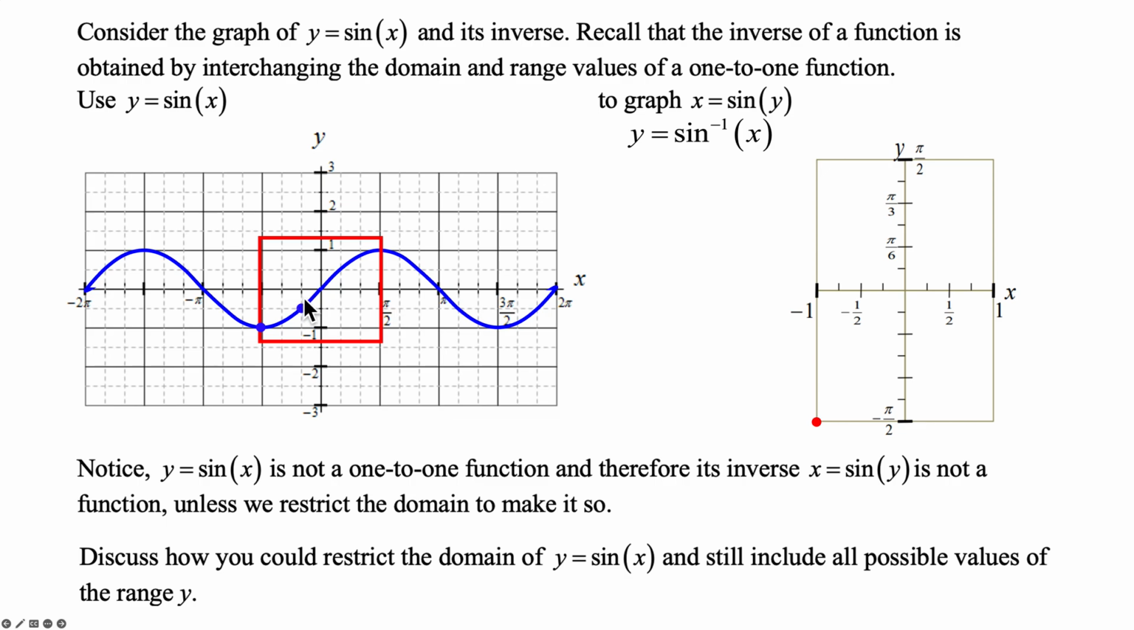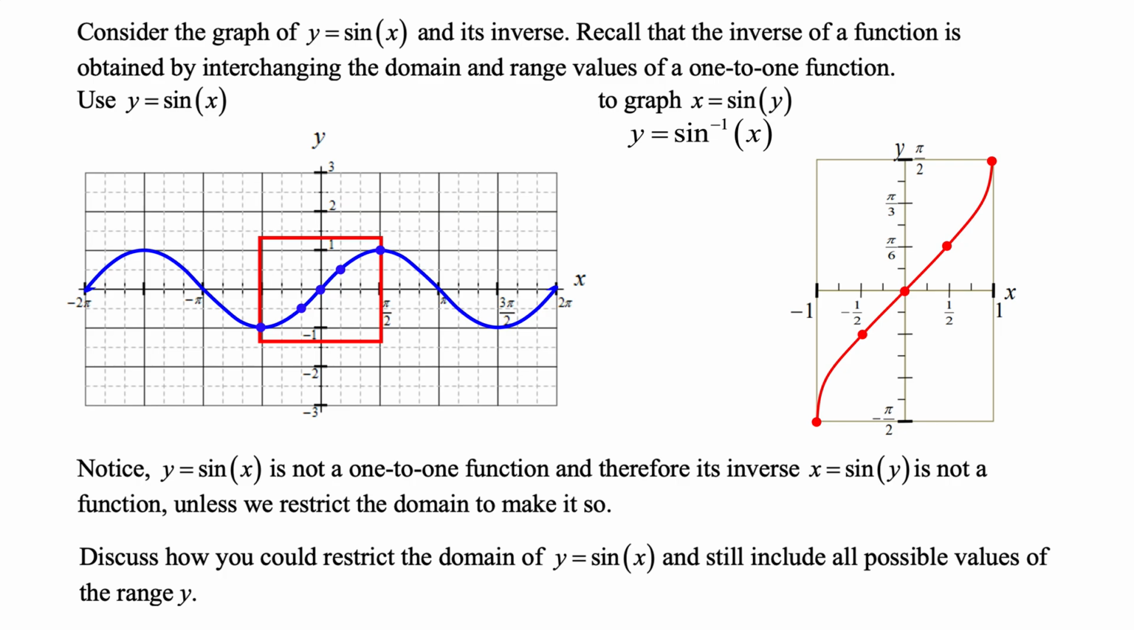Negative pi over 6, negative 1/2, now it becomes negative 1/2, negative pi over 6. 0, 0. Pi over 6, 1/2, now 1/2, pi over 6. Pi over 2, 1, now 1, pi over 2. And there's my inverse sine graph.